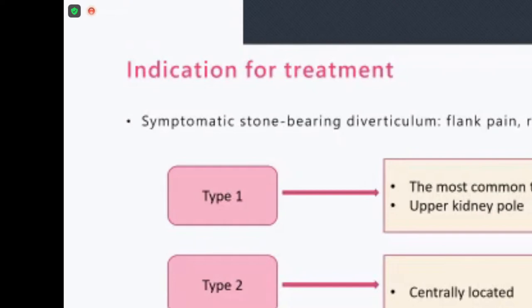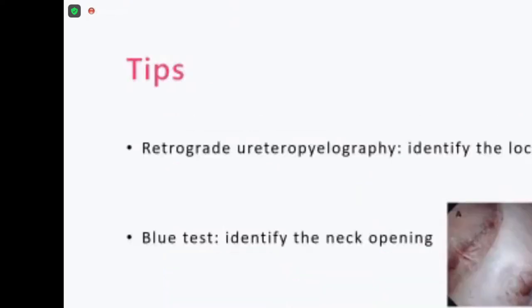And if the neck is short and narrow, RIS may be treatable for this patient, but if the neck is too long or too narrow, RIS might not be efficient for this patient. So we need to choose a PCNL or mini PCNL for this kind of patient. So what are the tips for the diverticular stone?